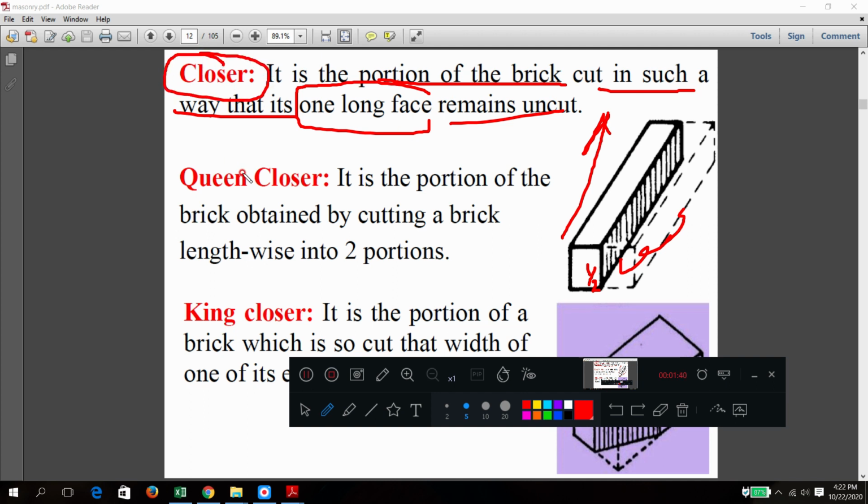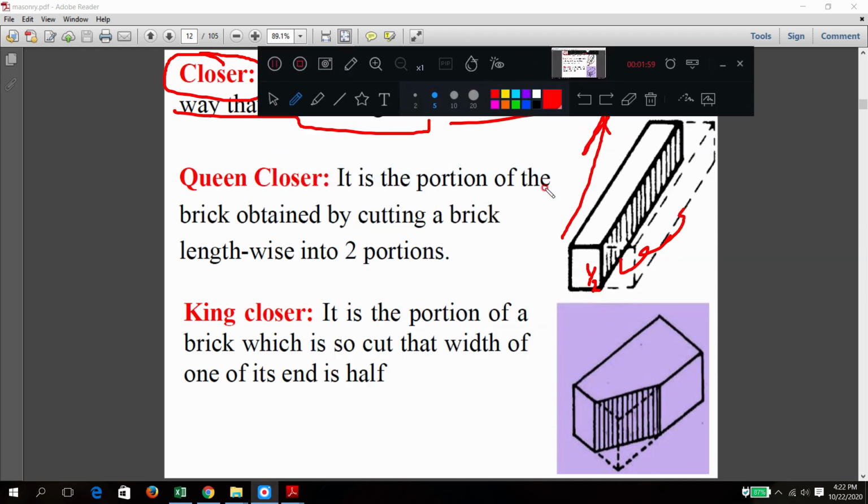Remember these words are very, very important: bats, closers, coins, queen closer, king closer. Everything is very important, because in all the masonry work, these words come up in day-to-day construction time. These words are generally used. Closer is nothing but the length kept the same, only the width is altered, so that is called closers.